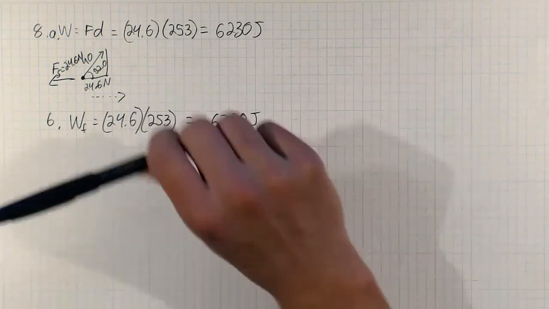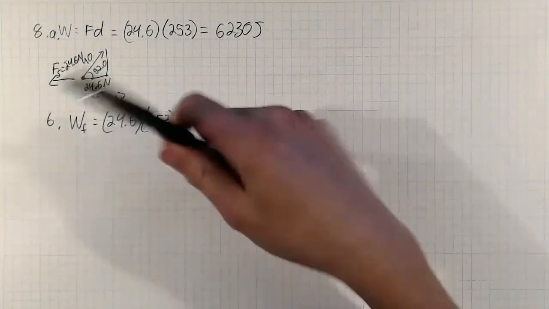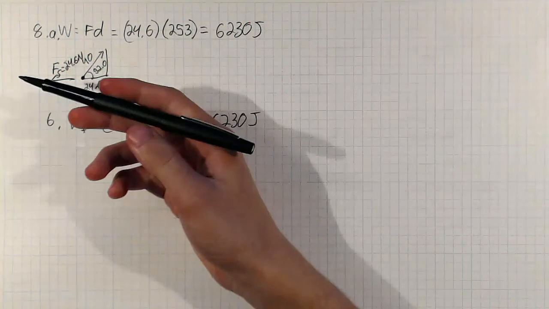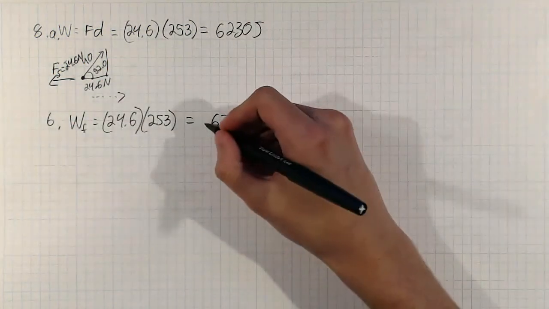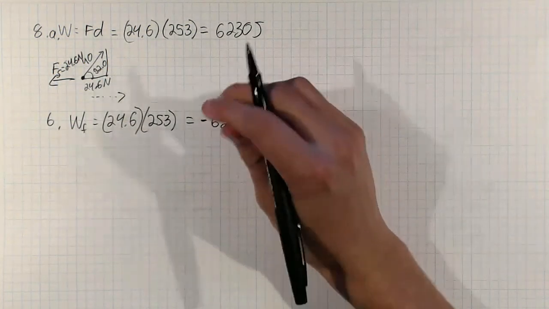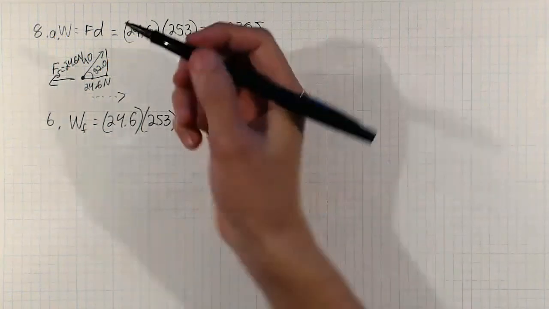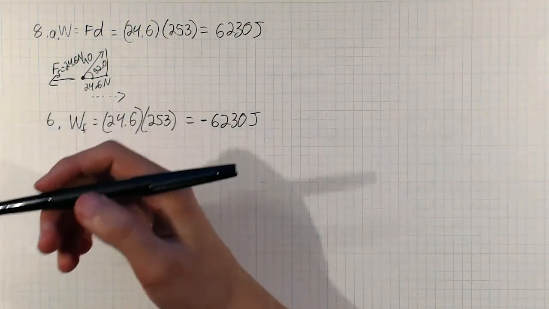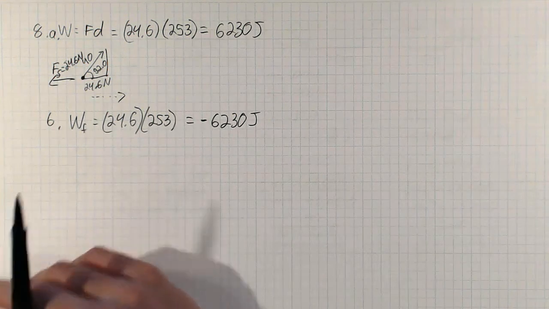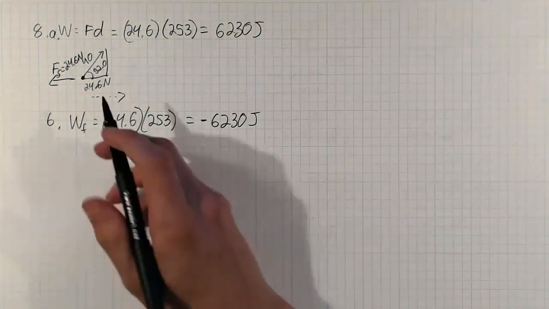However, since the bag is moving in this direction and the force of friction opposes that motion, the work done by the friction is negative because it's in the opposite direction of the motion. If the force doing the work is in the opposite direction of the motion, then the work done is going to be negative. Remember that.